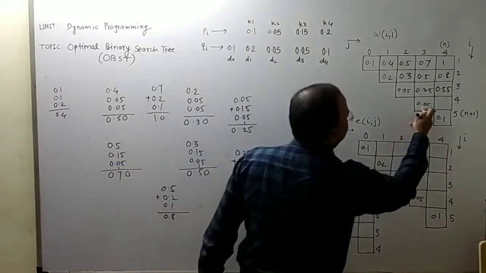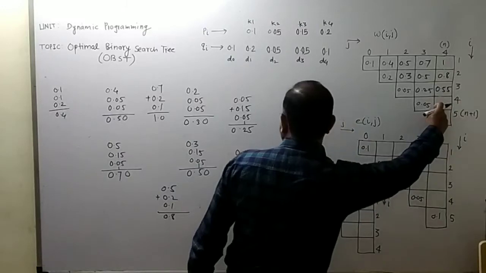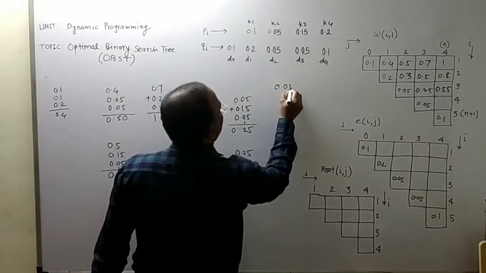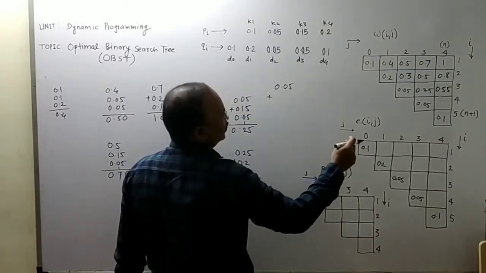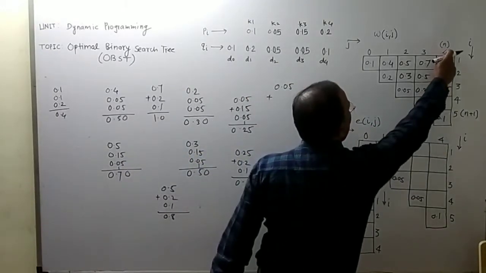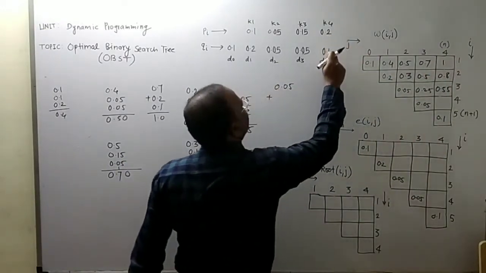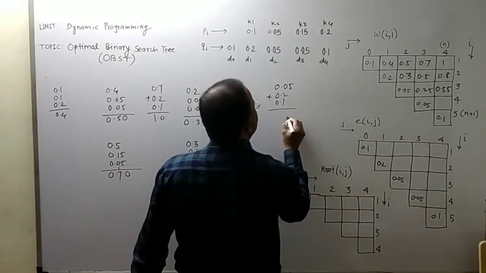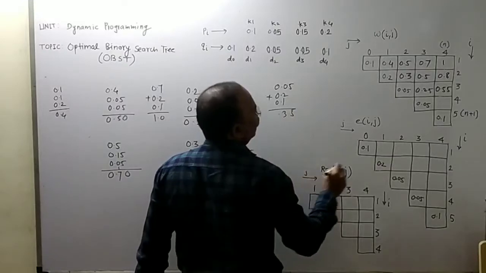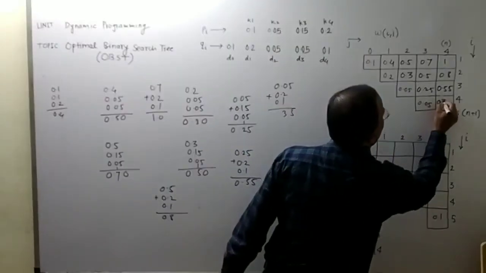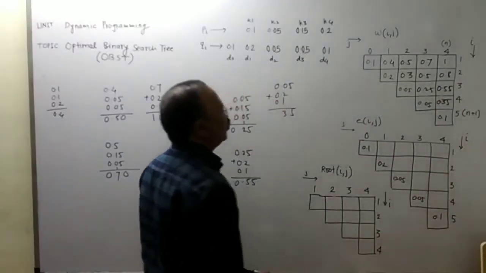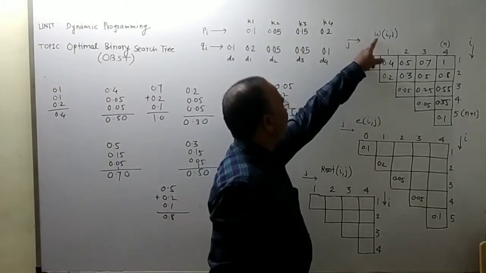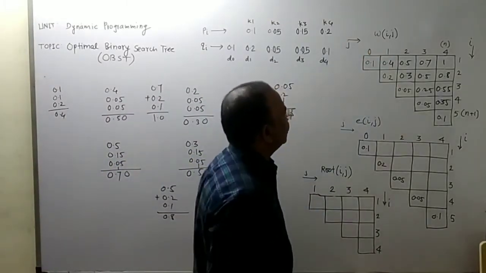Then the next row, for this cell we have to refer the previous value, 0.05, plus the probability of K4 and D4, 0.2, 0.1. It comes to 0.35. So in this way, we have developed the W table, that is the sum of the probabilities.